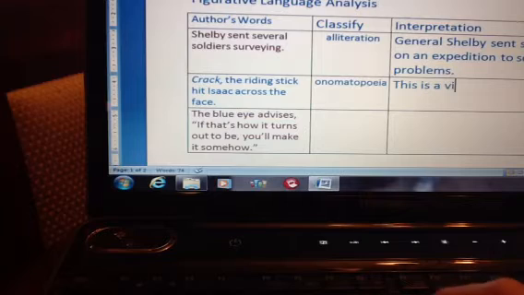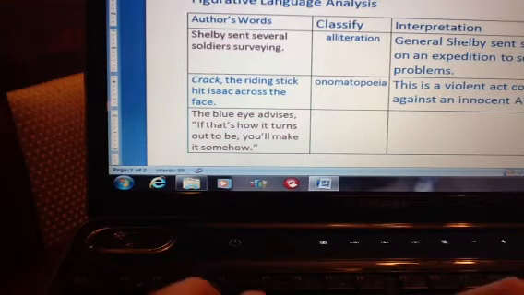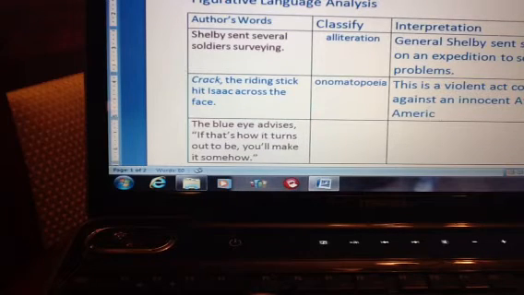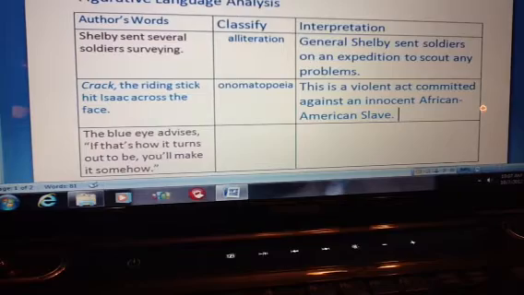And when I read that, I know that this is a violent act committed against an innocent African American slave. And at this point in history, we would identify the slaves as African American because at this point, all the slaves in existence in the South have been born in the United States. So I know this is a violent act committed against an innocent African American slave.